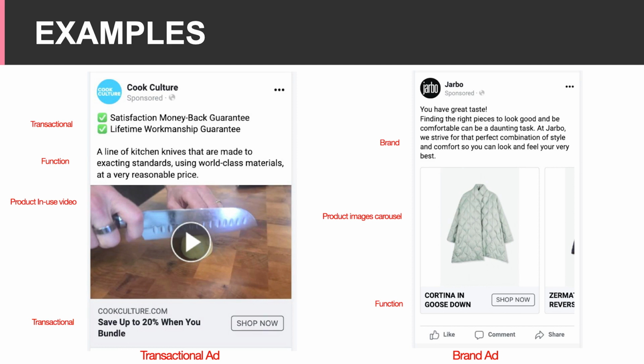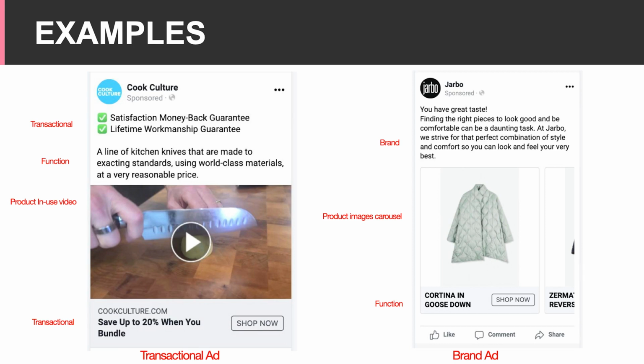With our next ad, this is a company called Jarbo who sells higher end women's wear. And with this ad example, you can see at the top, they're leading with brand. And what they've done is they've included a relevant narrative that speaks to their mission for the customer. So they say, you have great taste, brand narrative. Finding the right pieces to look good and be comfortable can be a daunting task. They're speaking to the pain point and the aspirational state of the customer with brand. At Jarbo, we strive for the perfect combination of style and comfort so you can look and feel your very best. And that there is a mission. So that is very much a brand attribute.